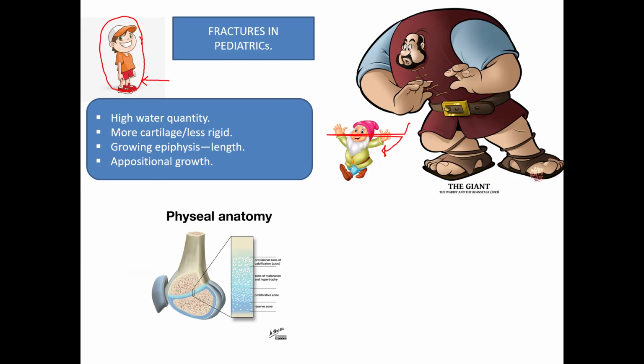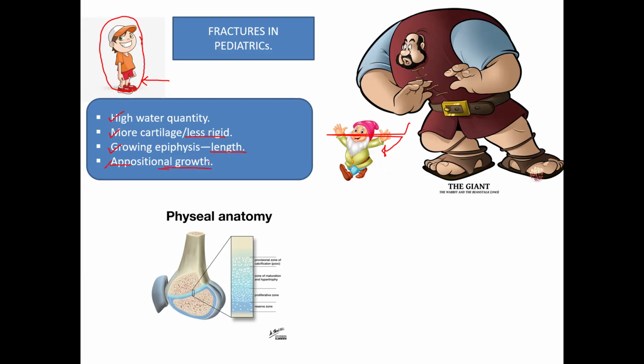So why are the bones in children different? They have high water quantity. They have more cartilage. That's the reason they are more flexible, less rigid. And they have a growing epiphysis. This epiphysis contributes to the length of the bone. Any damage to this will affect the length of the bone. And there is also an apposition growth, circumferential growth going on, which also contributes to the length.